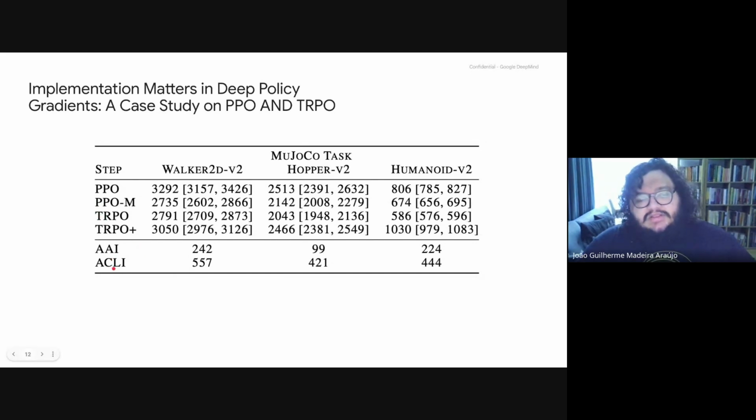And for this one here, they compare the same algorithm but different implementations: TRPO, TRPO plus, PPO, PPO-M. And they take the maximum. And what you find across these three different environments is that the difference caused by the code changes, by the implementation details, as they call them, is always quite superior to the difference caused by just the algorithm changes. Here it is over 2 times, here over 4 times, here basically 2 times, right?